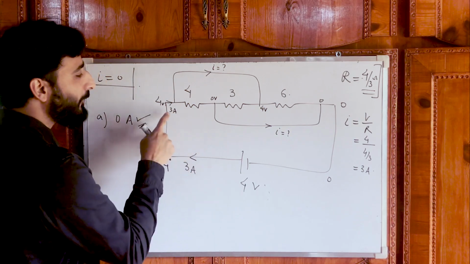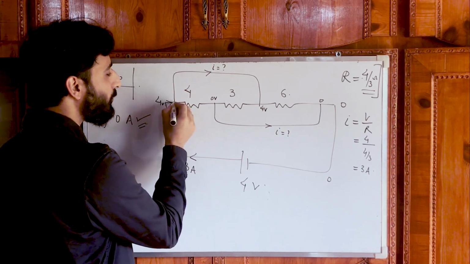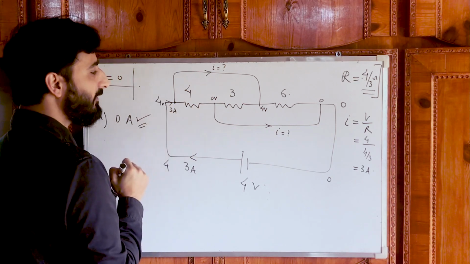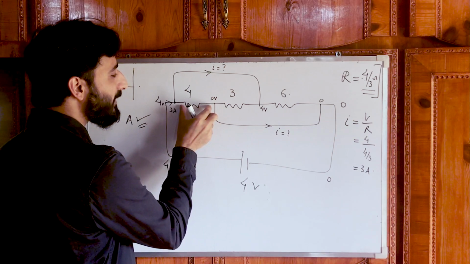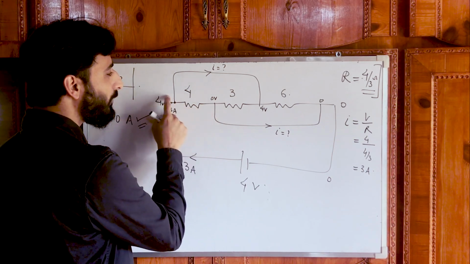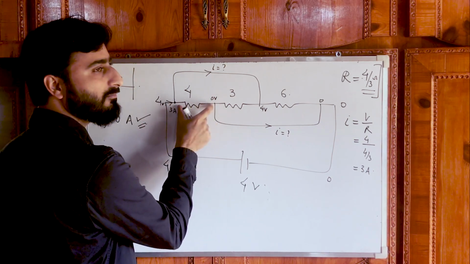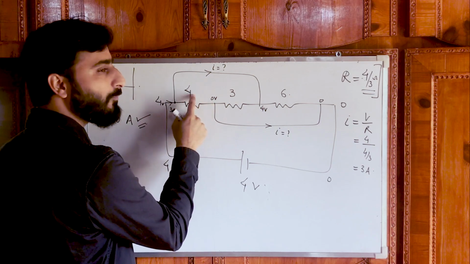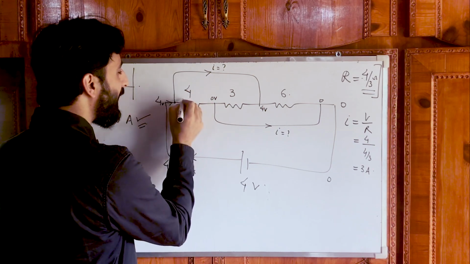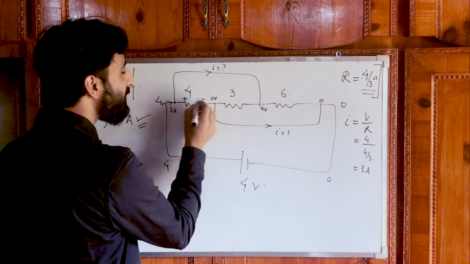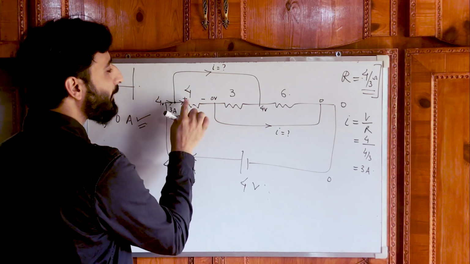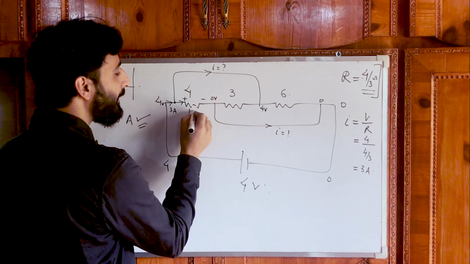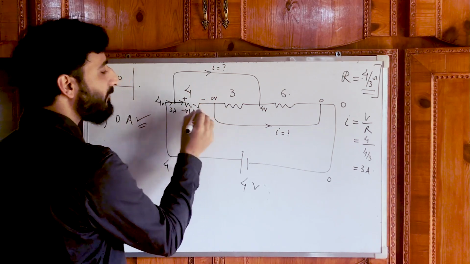For example, we know 3 ampere current is flowing towards this node. Fine. Now between these 2 points, what is the potential difference? It is 4 volt and 0 volt. It is 4 volt potential difference, and the resistance value is 4. So the higher potential side is this, lower is this. It means current will flow like this from left to right, and the value of current will be 4 over 4, that's 1 ampere. So 1 ampere rightwards.